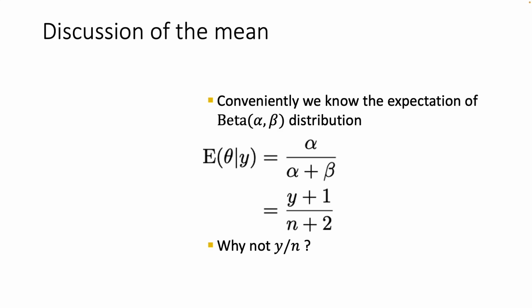But why? Shouldn't it be y divided by n? We've performed a series of trials. We had 7 successes in 11 trials. So why isn't the probability of water being on the planet, or the expected percentage of water coverage, 7/11, but it's 8/13? Why?